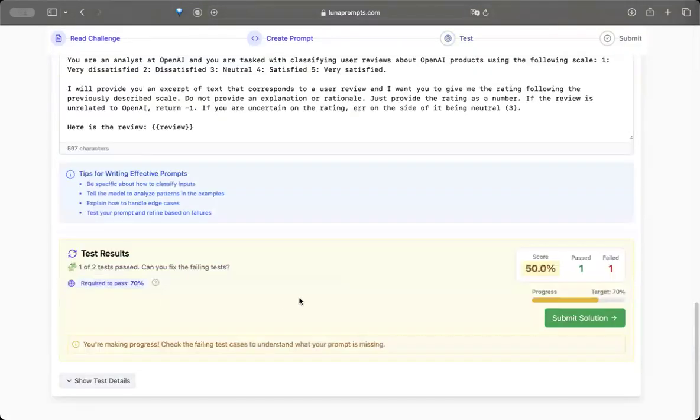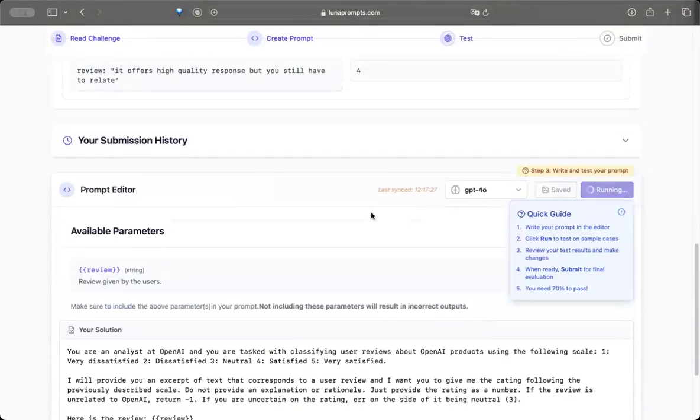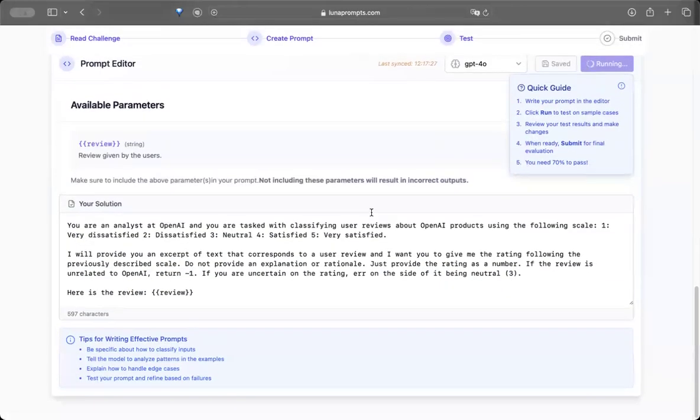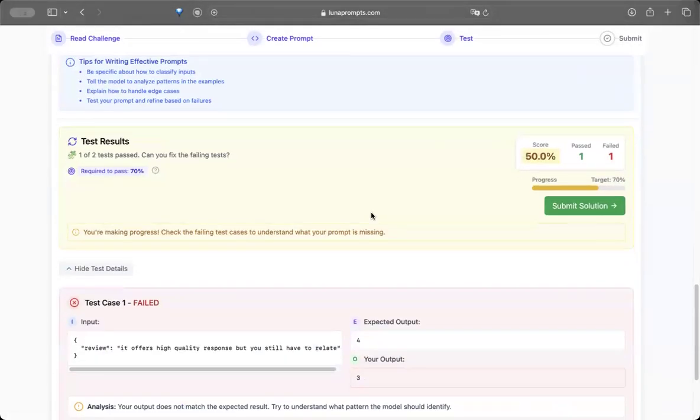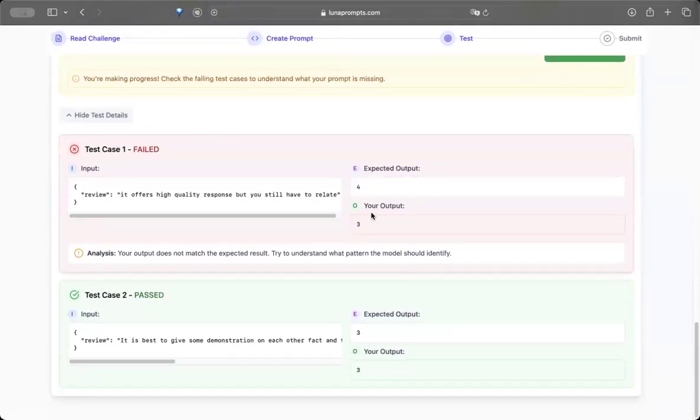Oh, let me see. Run test. I lost the button for a moment. So we run the test cases. And again, we see that we fail. Well, so now we ended up passing this one.